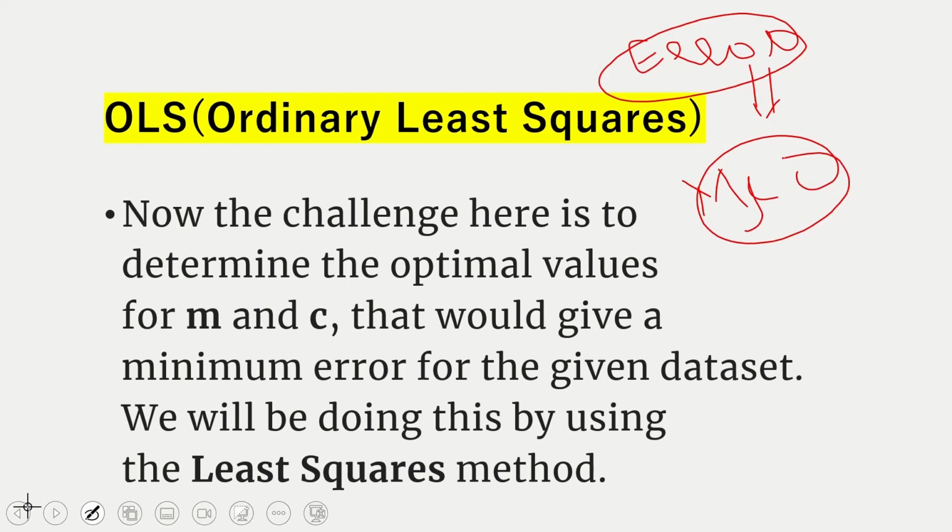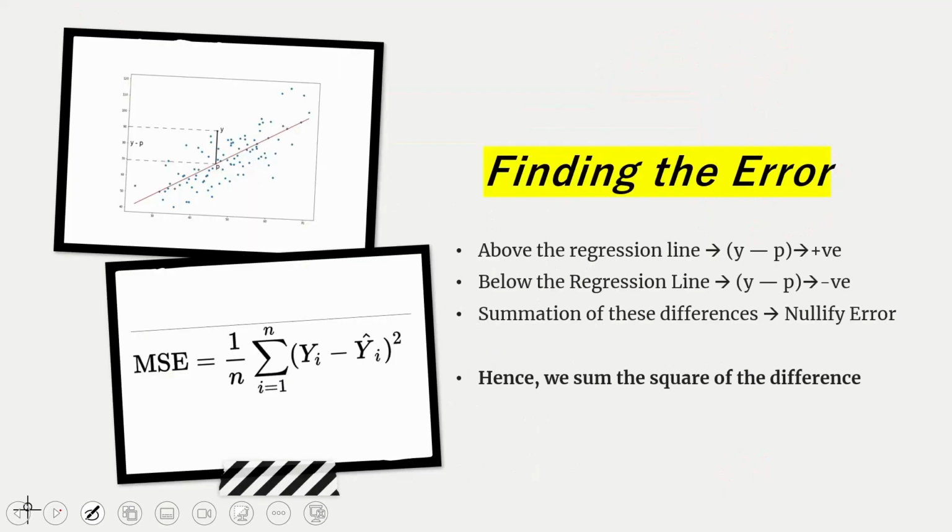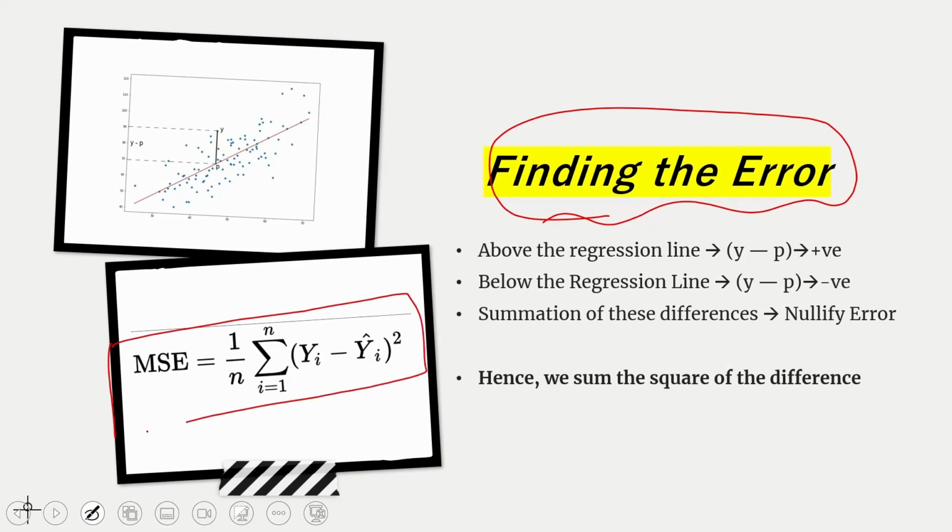In order to select the best M and C values, we have two methods. One is the OLS method, another one is the gradient descent method. The sklearn linear regression is using OLS to find the best M and C values. The first step in the OLS method is to find the error function. In the OLS method we are using MSE as the error function.